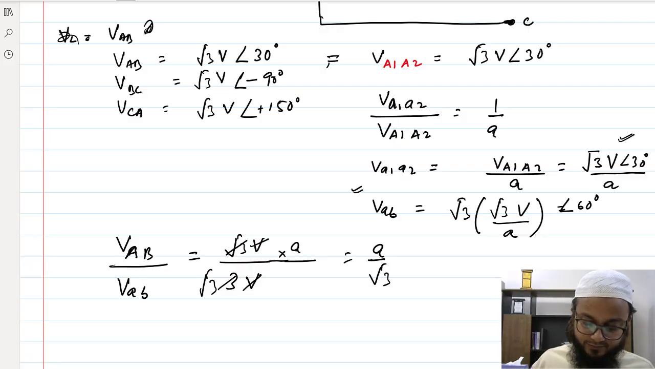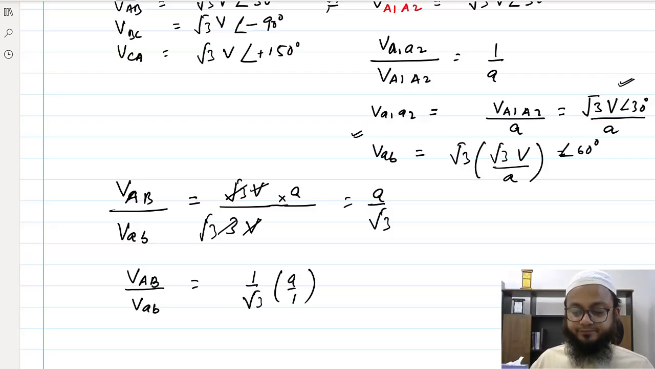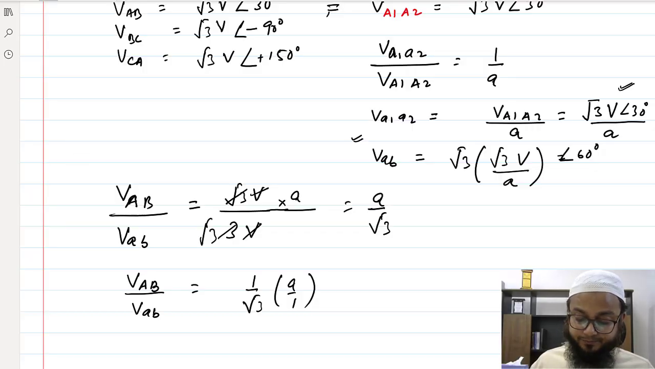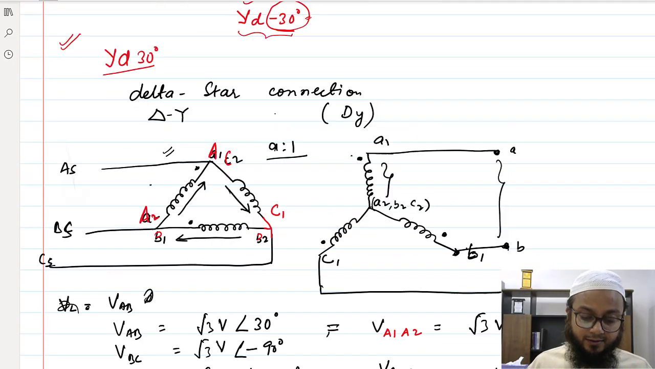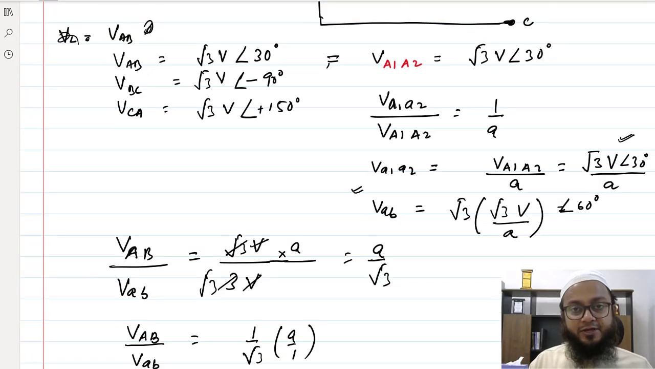Okay. So you can see here V_AB, which is at the primary side, and the secondary side line voltage ratio is 1 upon root 3 of A by 1. Okay. So just the inverse of the previous case. Now that means this earlier star delta transformer was used for stepping up the voltage. This delta star is used for stepping down the voltage.